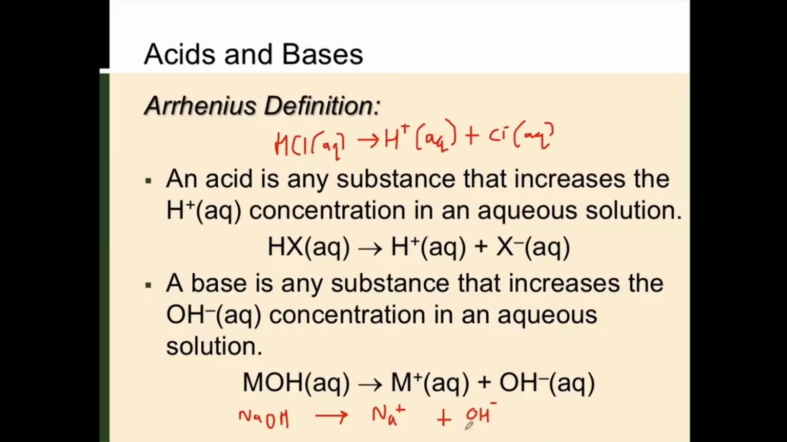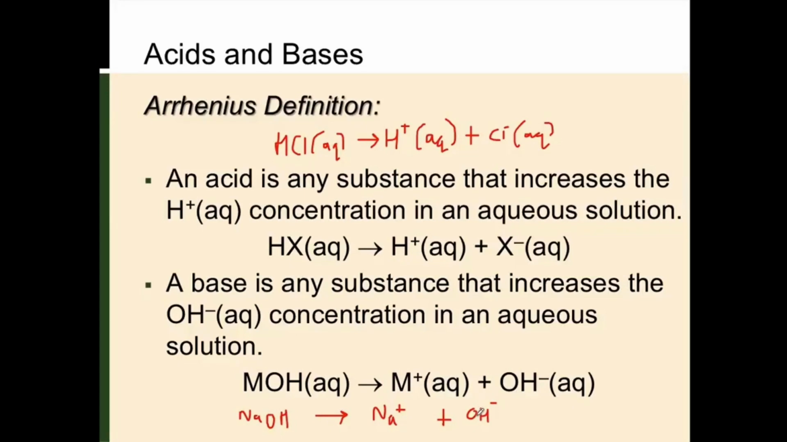The increase in the number of hydroxide ions comes from this separation. When they're together, this is not going to produce any more hydroxide ions, but when they separate, I've now got an extra hydroxide ion, and that is what increases the concentration or the number of hydroxide ions in solution, and that is what gives rise to a base in the Arrhenius definition.